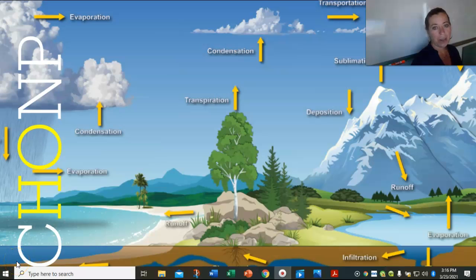I know that you know this cycle. It is the H2O cycle, right?